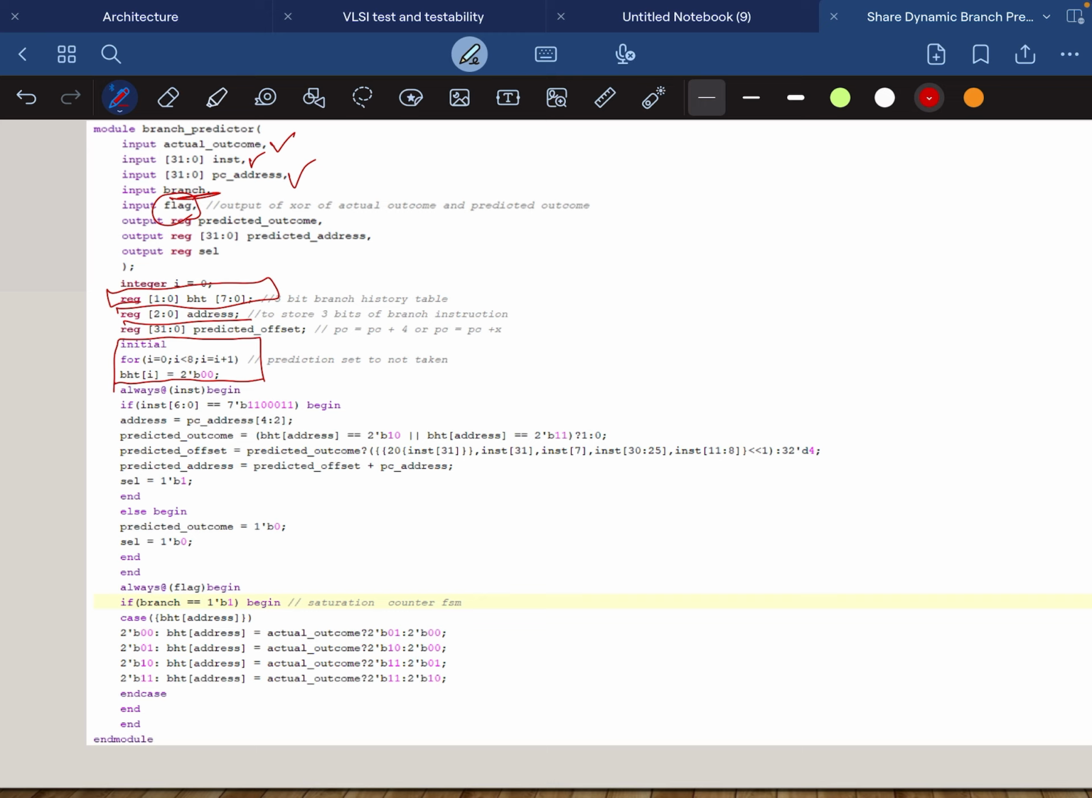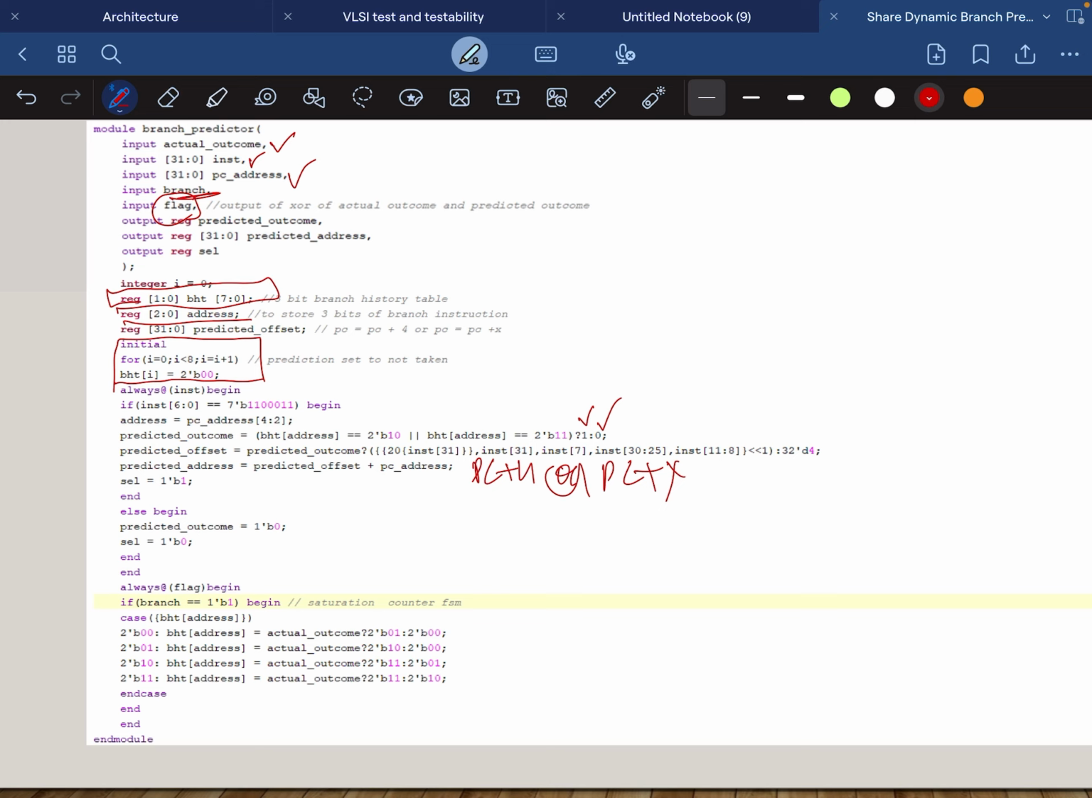So whenever an instruction comes, if that instruction turns out to be a branch instruction, the address is taken from the PC value. It goes to the corresponding branch history table location. From the bits stored in that location, the predicted outcome is either true or false. Based on that, the predicted address is driven, which may be PC plus 4 or PC plus 6, depending upon whether the predicted outcome is taken or not taken.